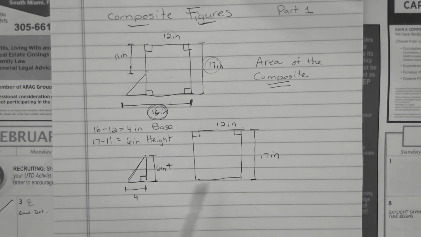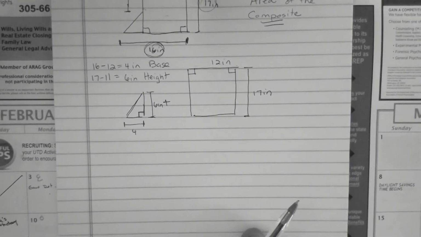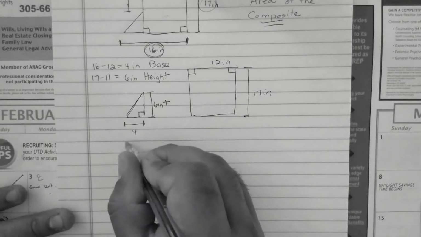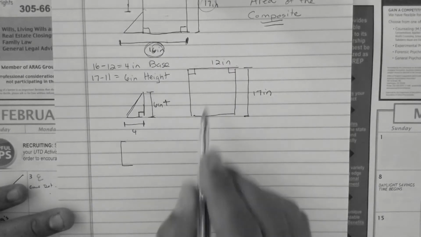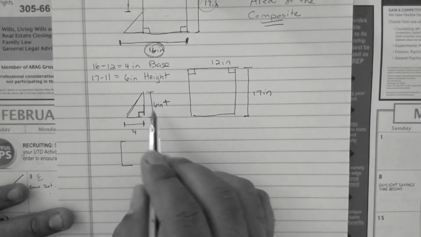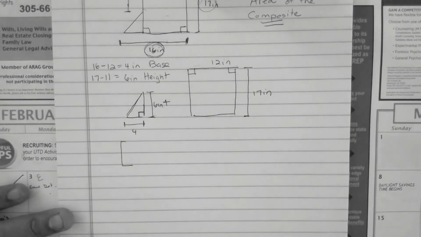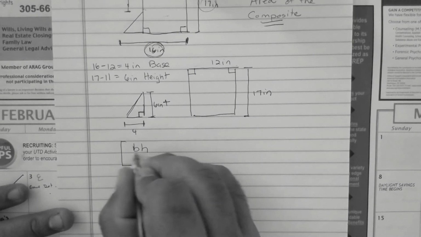Once I have these two here, on the bottom I like to write down the formulas for each one. I know I'm going to add this here, and I'm going to add that there. So does anybody remember the formula for the area of a triangle? Yes. It's the base times height divided by 2.